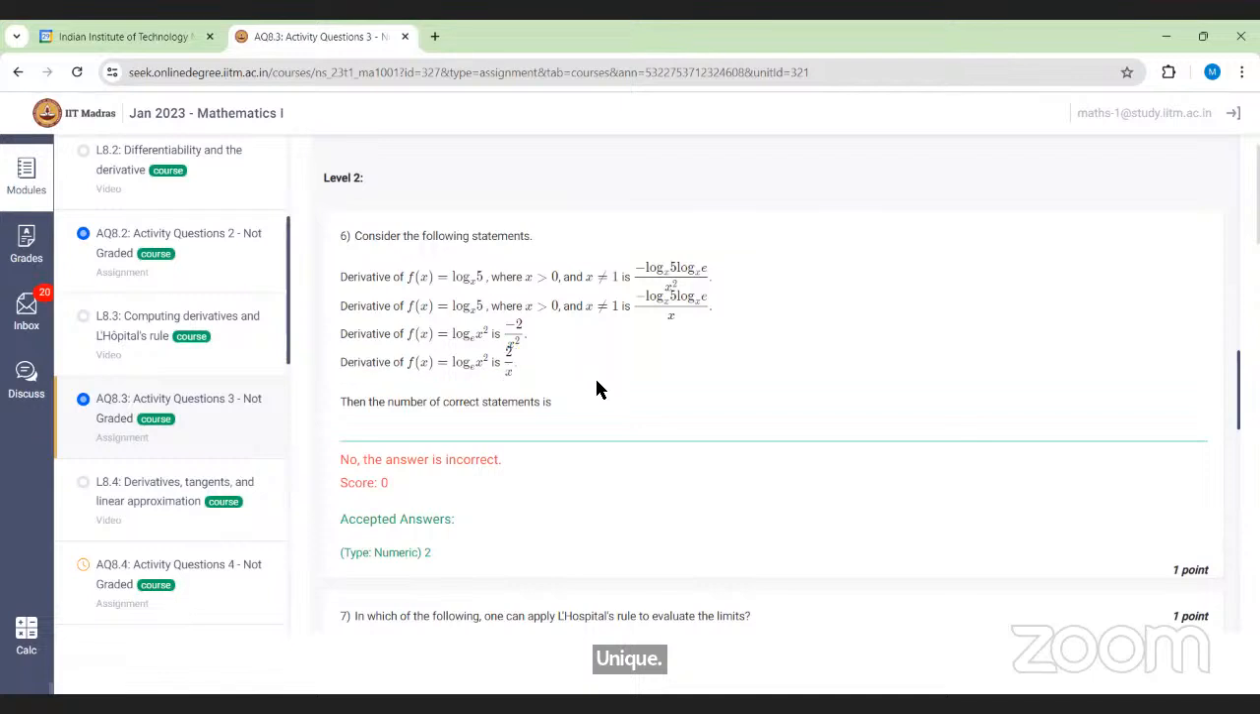Now, if you have a doubt about how this log e came over here, you can write log 5 multiplied by log e. Log e is basically 1. You can use the change of base, so you will get this answer.